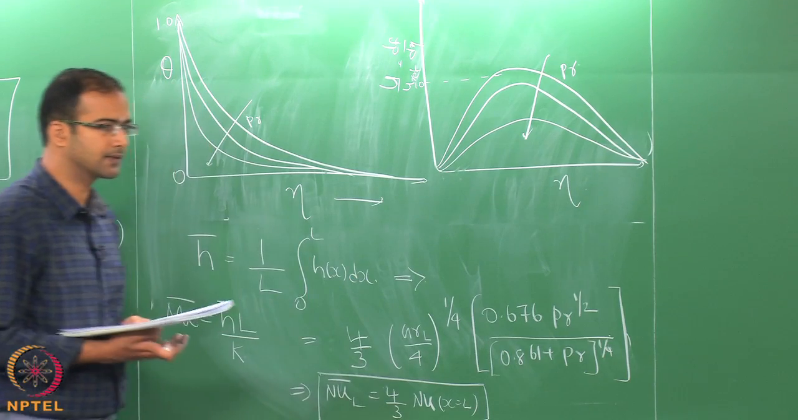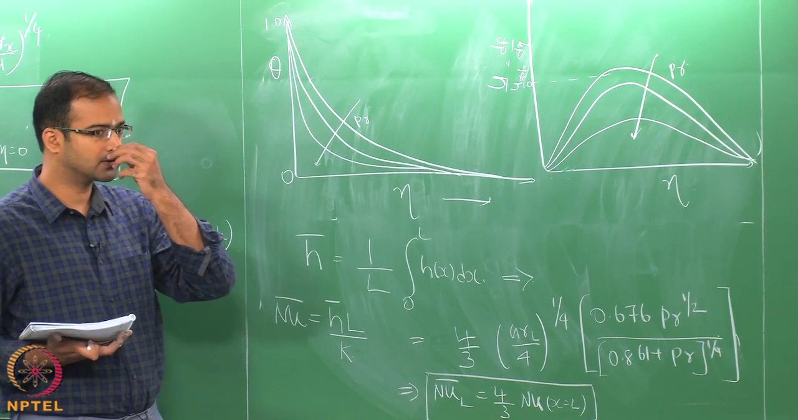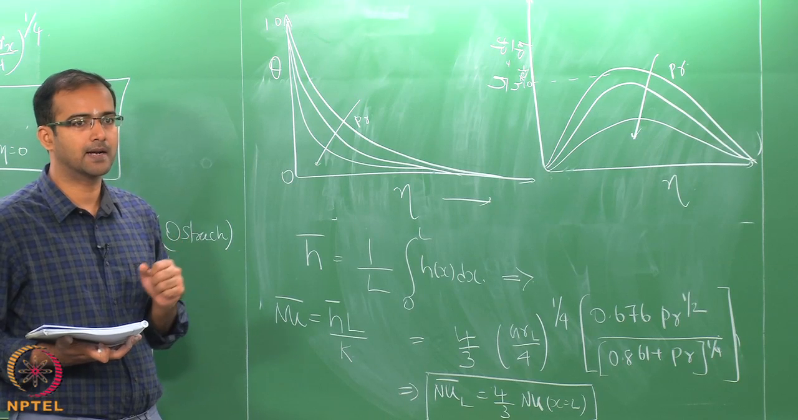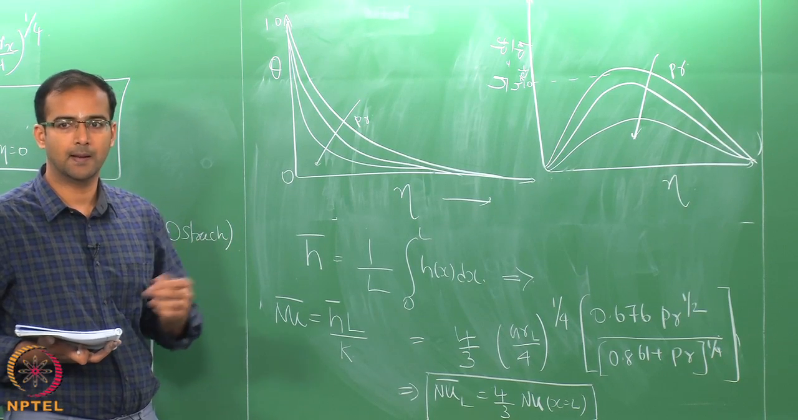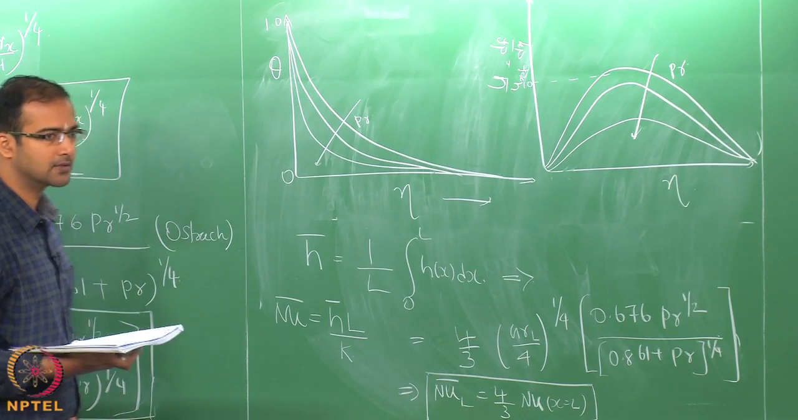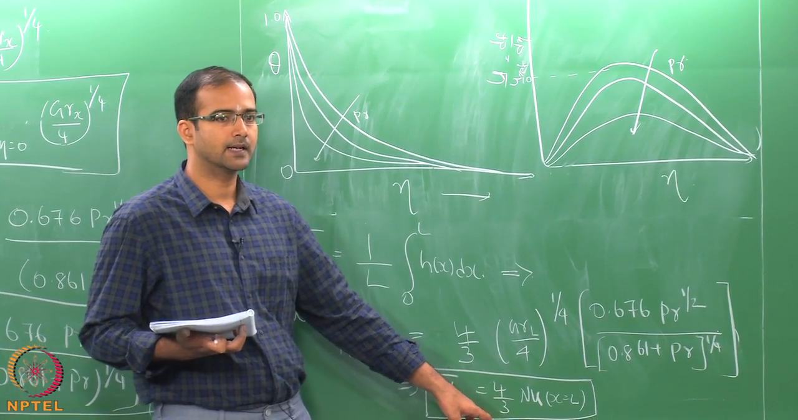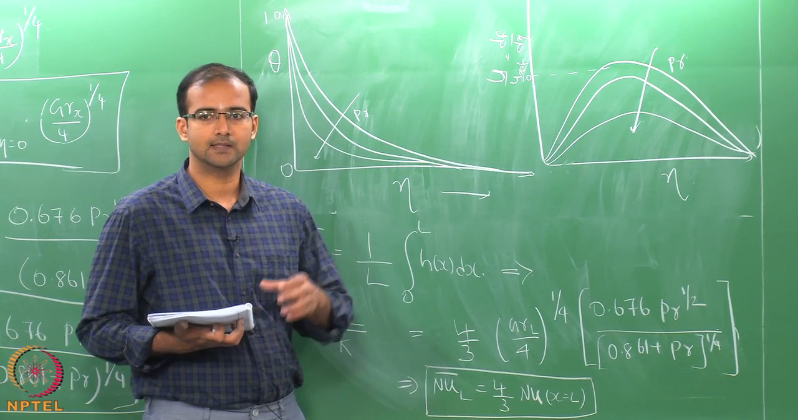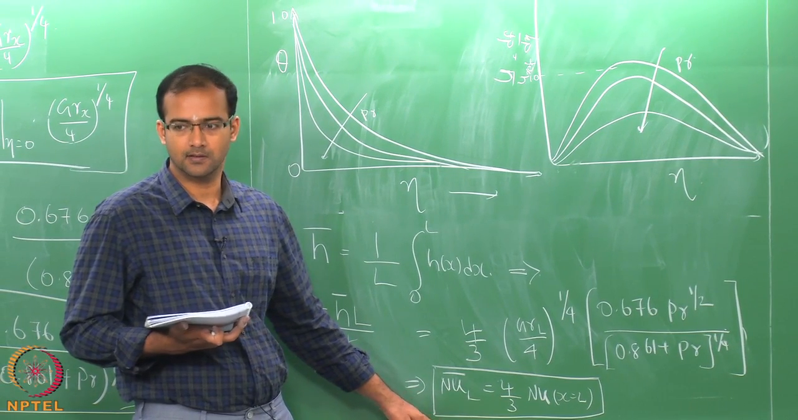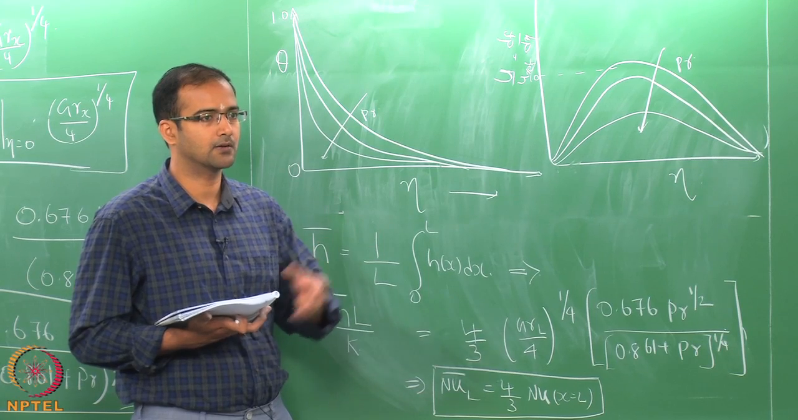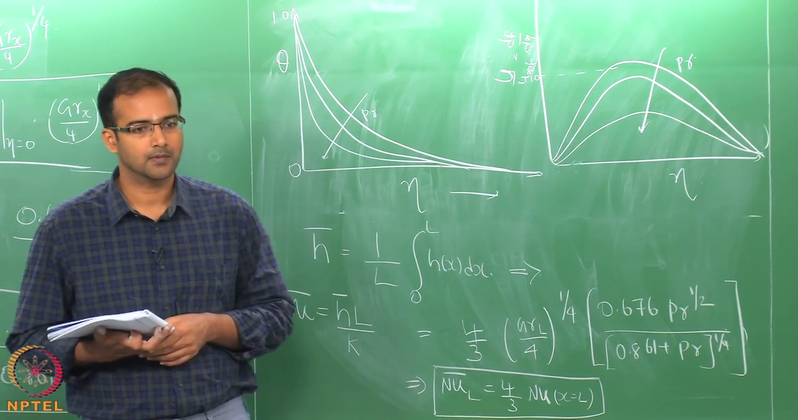So if you complete this exercise, you will find out that you will have 4 by 3 into Grashof number. Now this Grashof number will be defined based on the plate length, okay. After you evaluate the integral, you will convert all your x into L, okay. So the Grashof number will be defined based on the plate length, and therefore you will get the expression that the average Nusselt number will be 4 by 3 times the local Nusselt number when your x is replaced with L, okay. So this is another useful relation that you can use when you are doing calculations for heat transfer rate and so on, where you define your heat transfer coefficient based on the entire plate length.